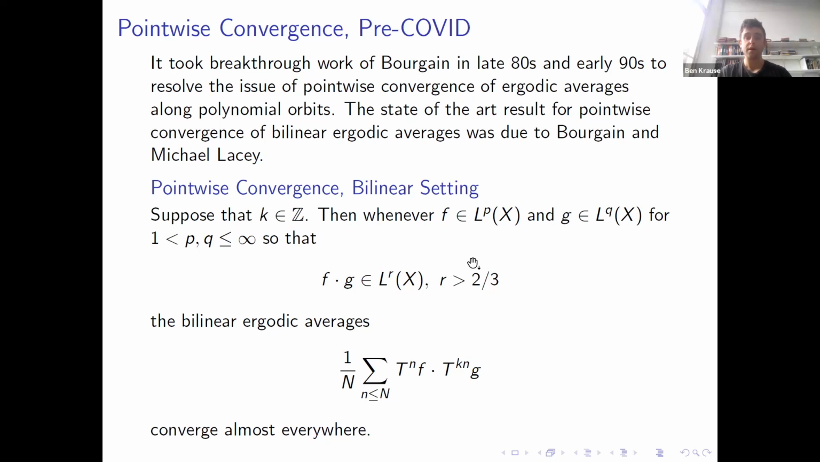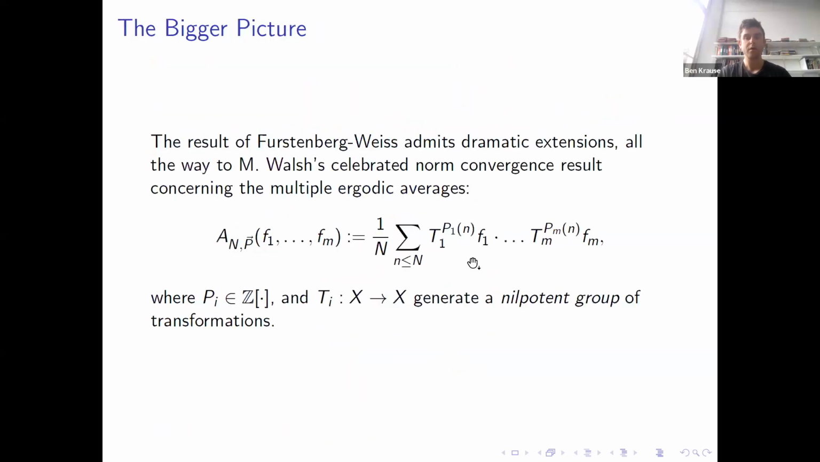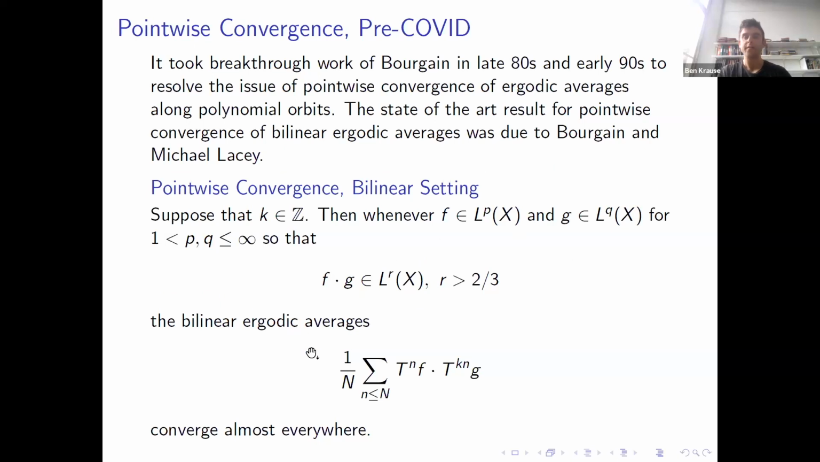And if you compare this to Miguel Walsh's theorem, which concerns multilinear averages in this level of generality, we know very, very little about pointwise convergence. This is a theorem about bilinear averages in which both shifts are linear. So it's much, much weaker than what Miguel Walsh did in the norm convergence setting.